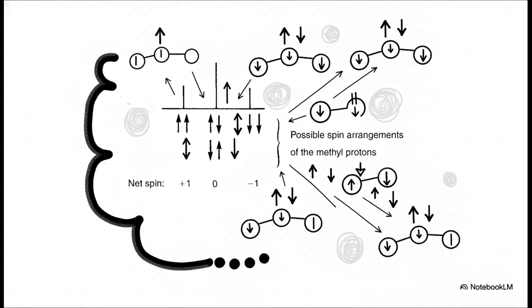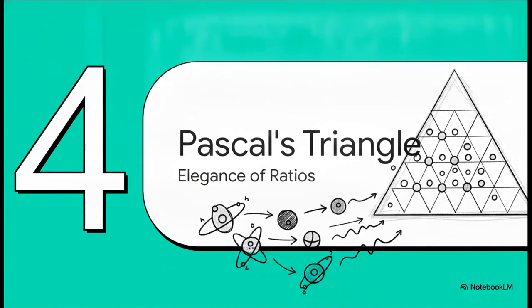Because there are two different ways to arrive at that mixed up-down state, that middle energy arrangement is literally twice as likely to occur in your sample. And that probability directly dictates the intensity, or the height, of the split peaks we end up seeing on the readout. All right, part four, Pascal's triangle, the elegance of ratios.